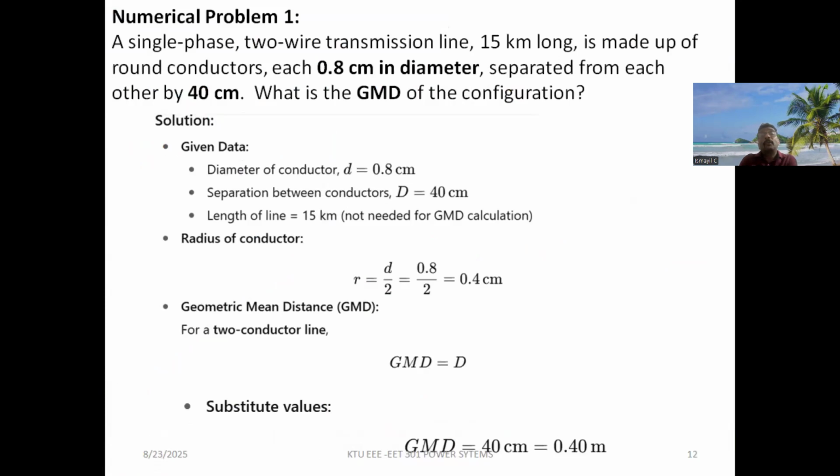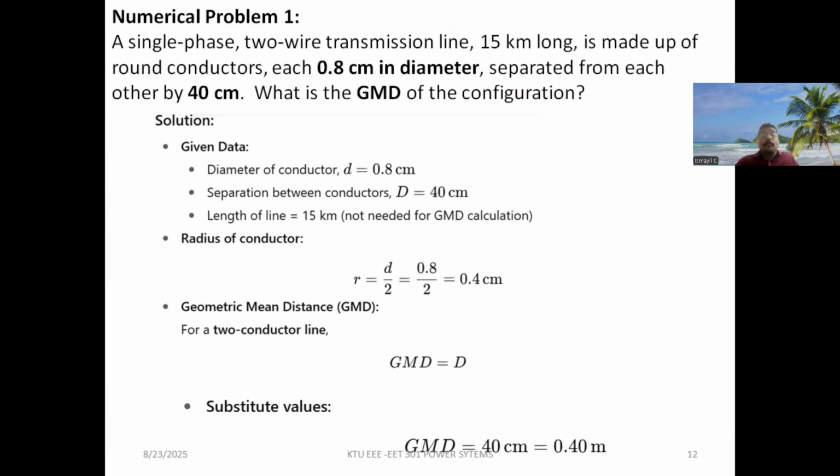Now, we'll be moving to some numerical problems to make the idea more clear. The first problem is for a single phase line. That is, it is a two-wire transmission line of 15 km long. It's made up of round conductors. Its diameter is given as 0.8 centimeter. They are separated by a distance of 40 centimeter. So we have to calculate the GMD of this particular configuration.